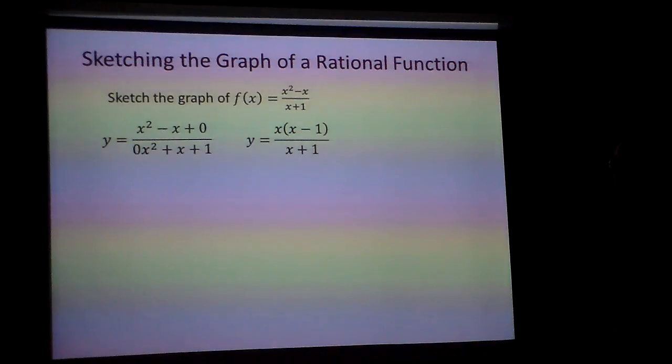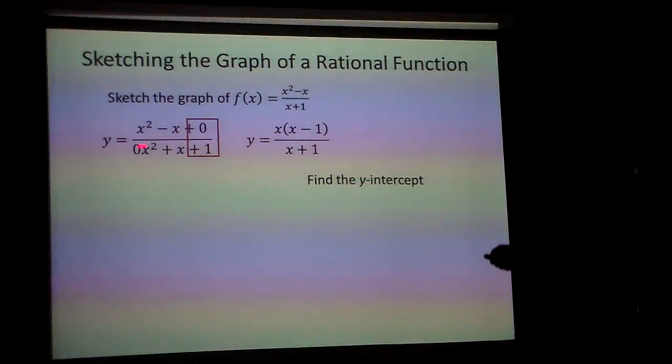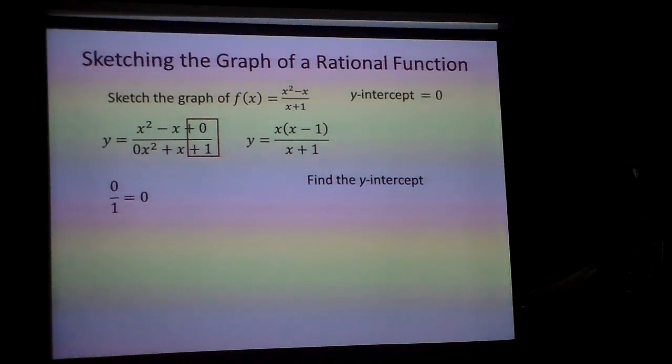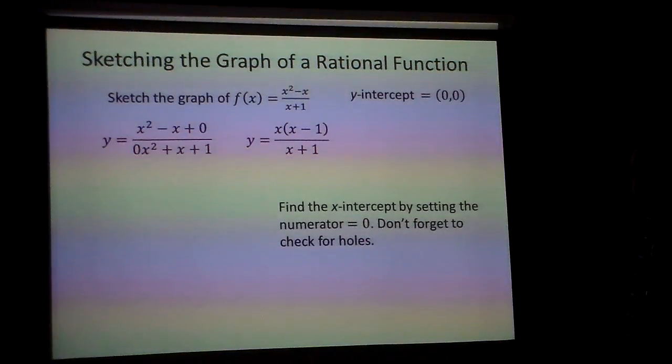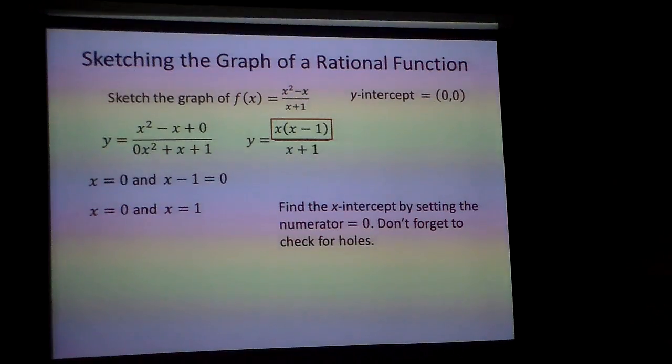Okay? Well, first off, let's go ahead and find our y-intercept. The y-intercept is those values, 0 over 1, meaning that it's going to be 0, 0. How do you find the x-intercept? By setting the numerator equal to 0. So I have x equals 0 and x minus 1 equals 0. And once again, think about it. If the y-intercept was 0, 0, you know there's an x-intercept at 0, 0 and, in this particular case, 1, 0, because x minus 1 equals 0, so x equals 1. So I have two x-intercepts on this one. Ooh, two x-intercepts. All right.